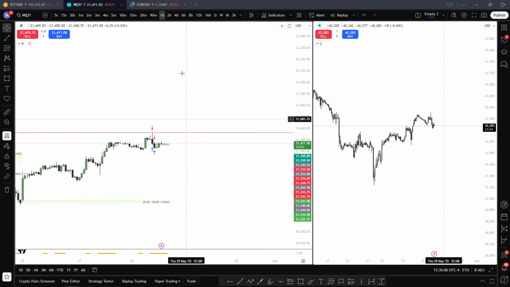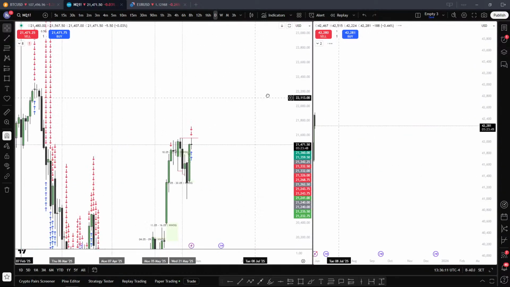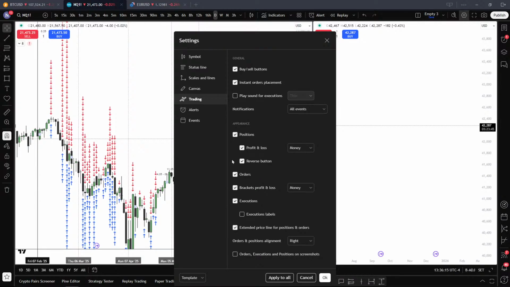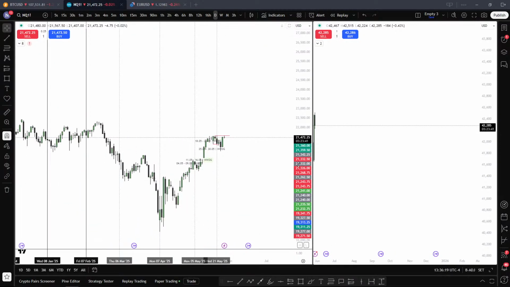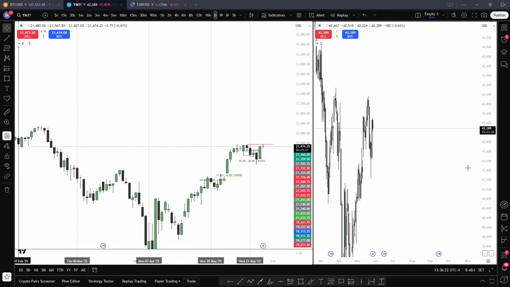So first of all, we'll start on the daily chart for this one. Sorry, these are paper trade executions. I'll turn these off for now. We'll talk about executions later on in the day.